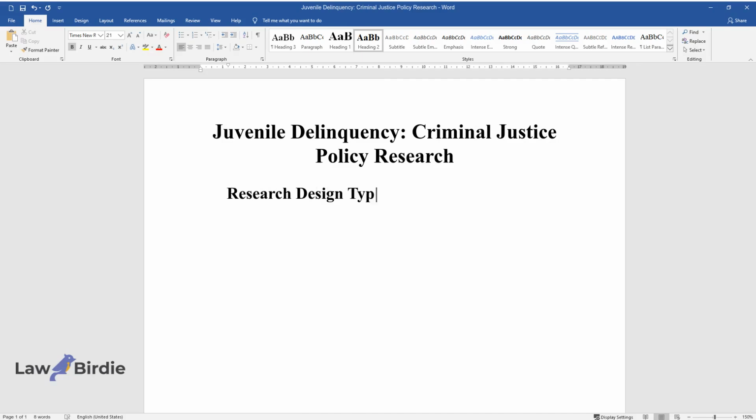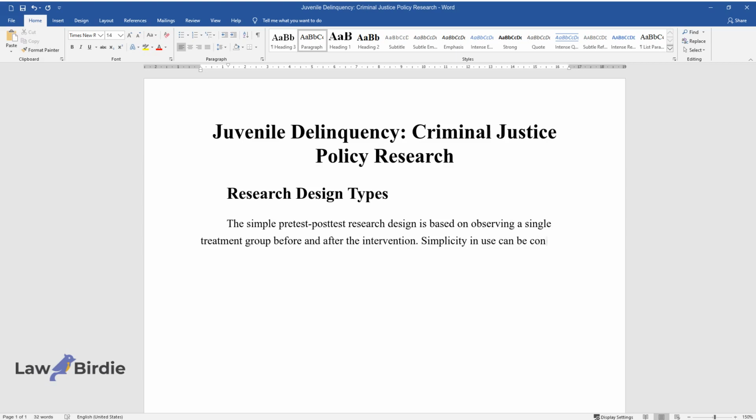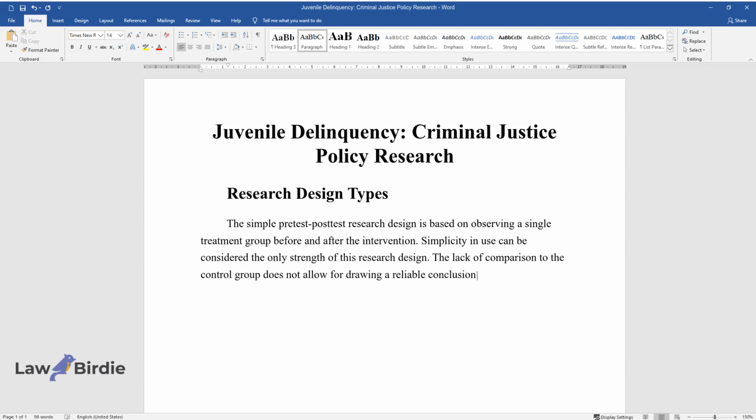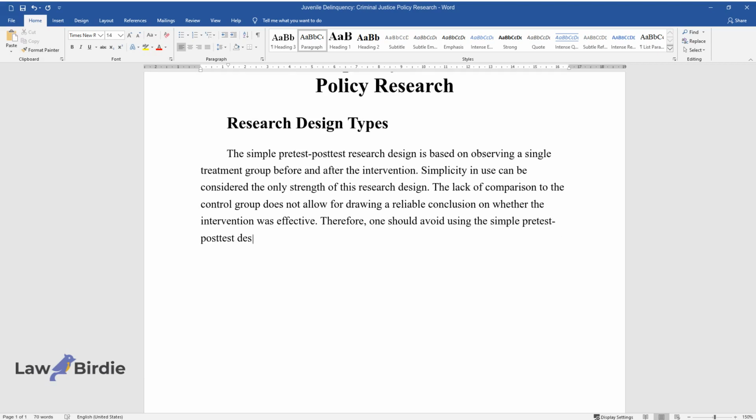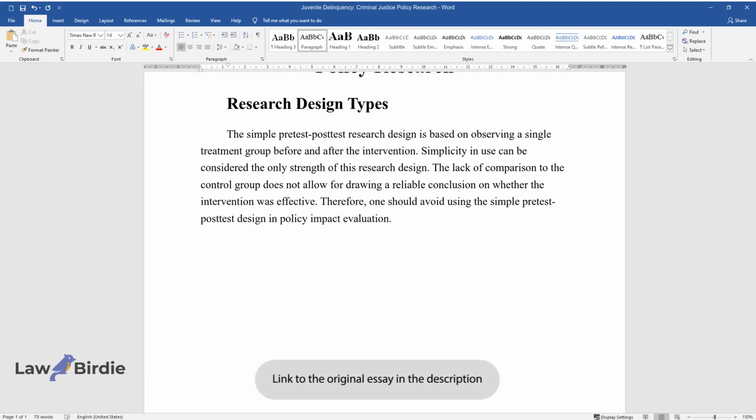Research design types. The simple pre-test post-test research design is based on observing a single treatment group before and after the intervention. Simplicity in use can be considered the only strength of this research design. The lack of comparison to the control group does not allow for drawing a reliable conclusion on whether the intervention was effective. Therefore, one should avoid using the simple pre-test post-test design in policy impact evaluation.